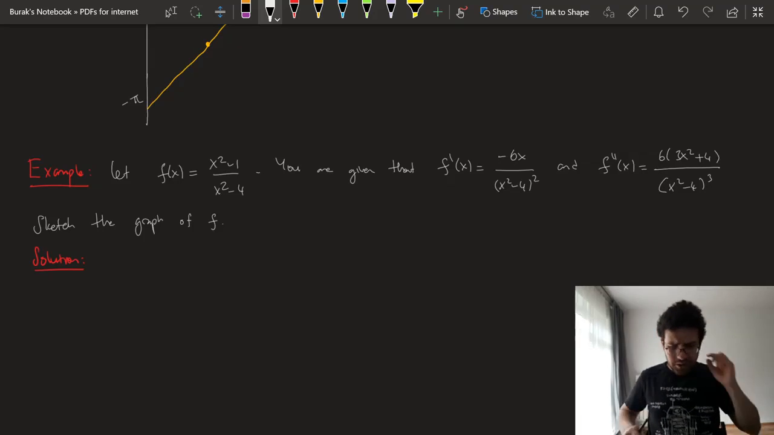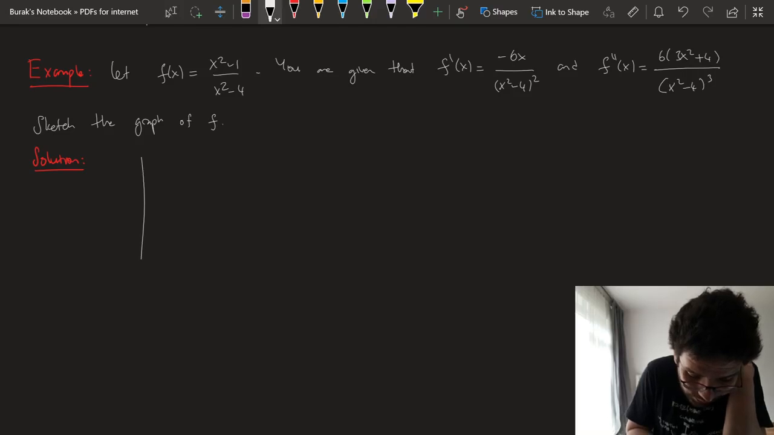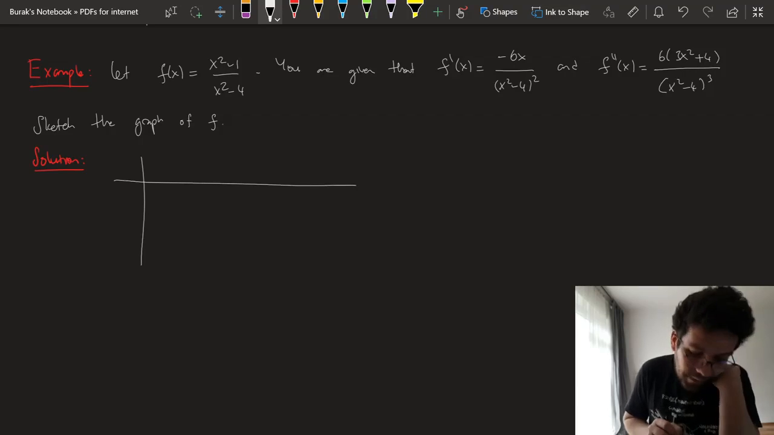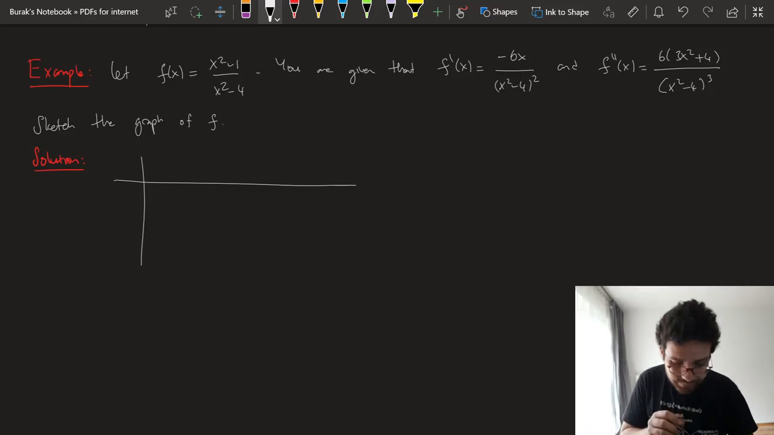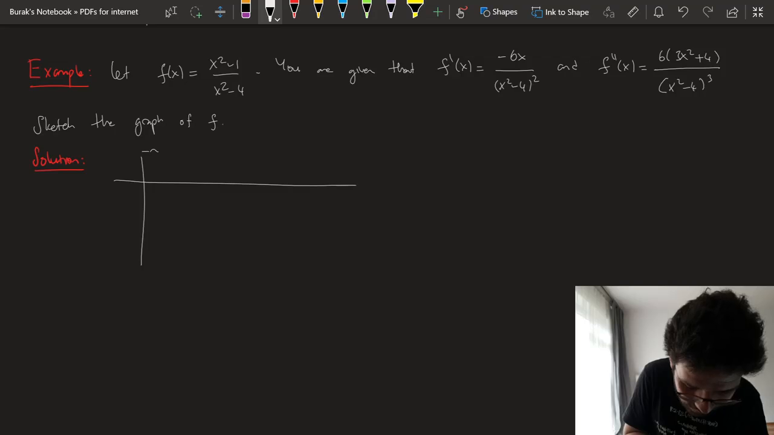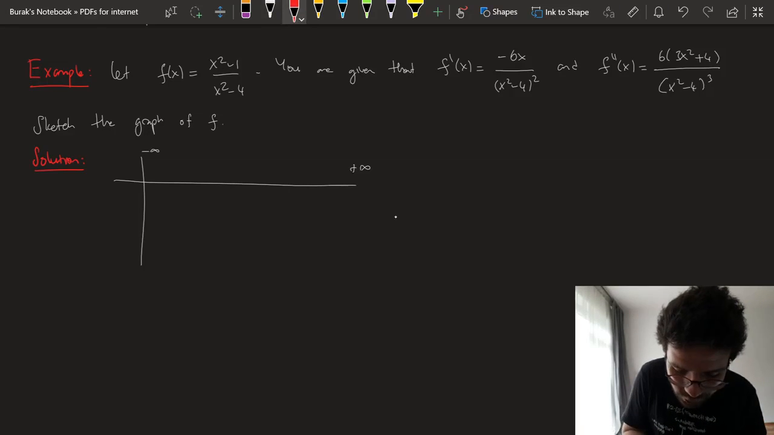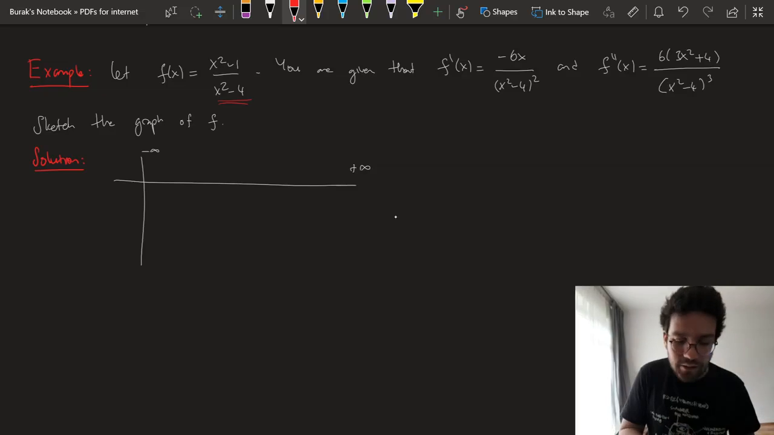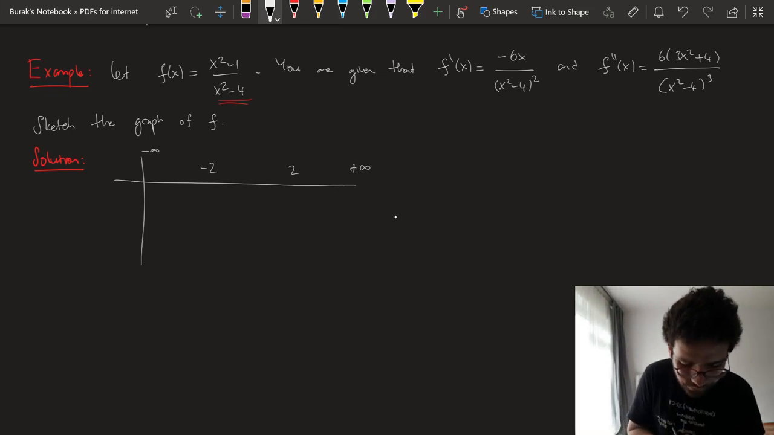So what do I want to do? Okay, I'm given the first and second derivative. So I'm going to do this table. Now I have to be careful. What's the domain of this function? The domain of this function is not all of real numbers. It is all of real numbers except the points which make the denominator 0, which are minus 2 and 2. Okay.